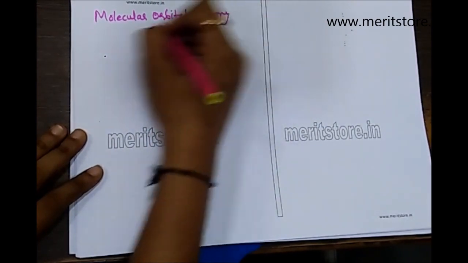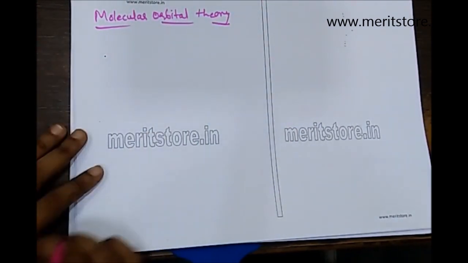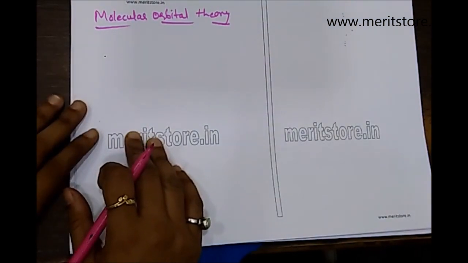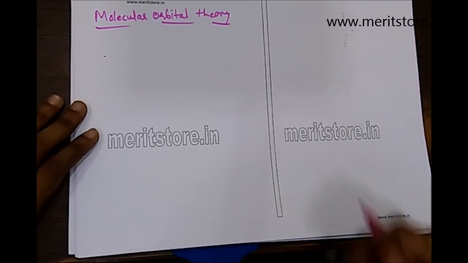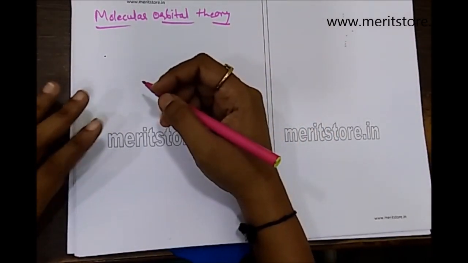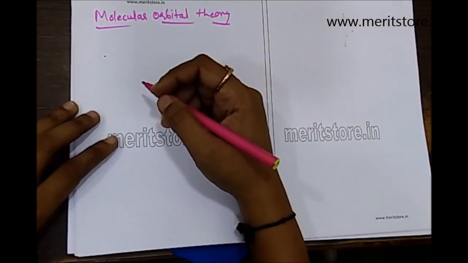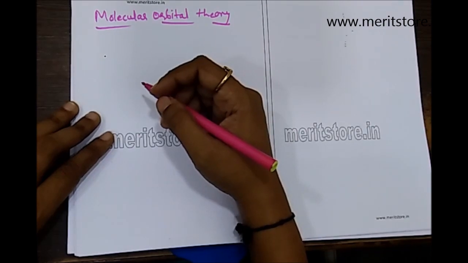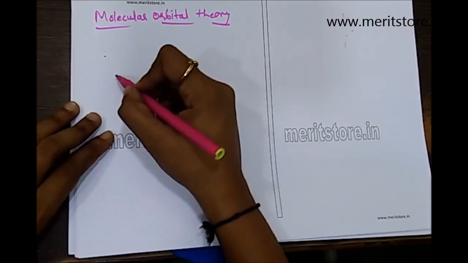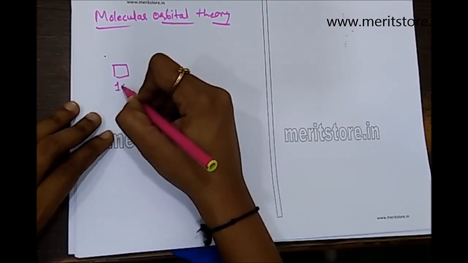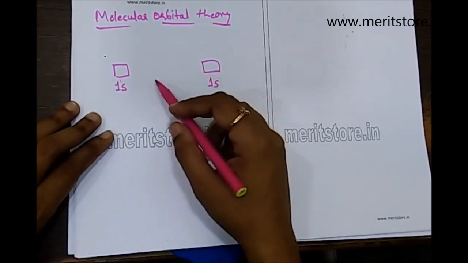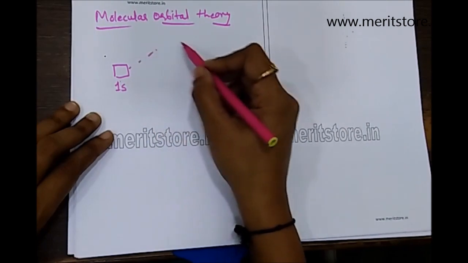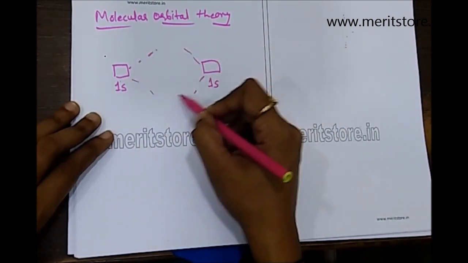In molecular orbital theory, molecular orbitals are formed by the combination of atomic orbitals of proper symmetry and comparable energy. The number of molecular orbitals formed equals the number of orbitals combining. Let us say if I am combining the 1s orbitals of 2 atoms, then when the 2 atomic orbitals combine, I will get 2 molecular orbitals.